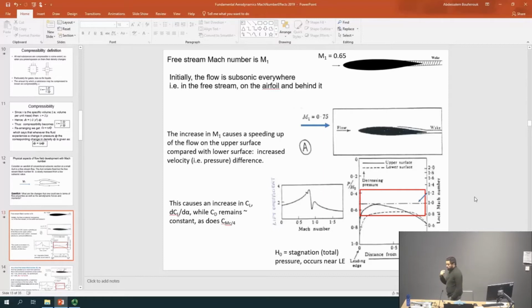Now obviously we want to go beyond 0.75. So let's see what we can get.